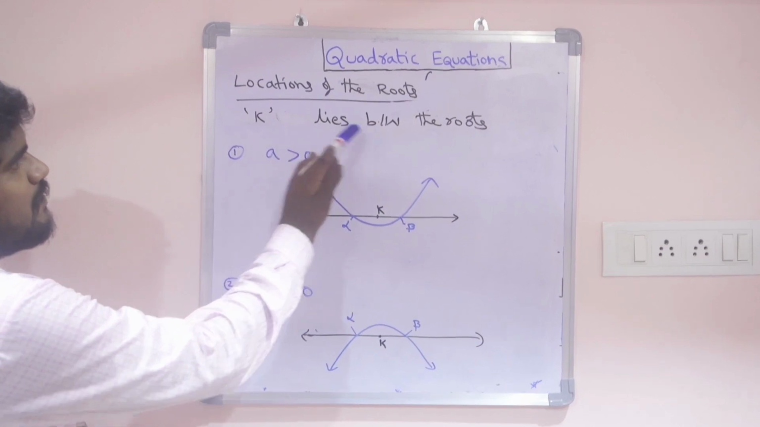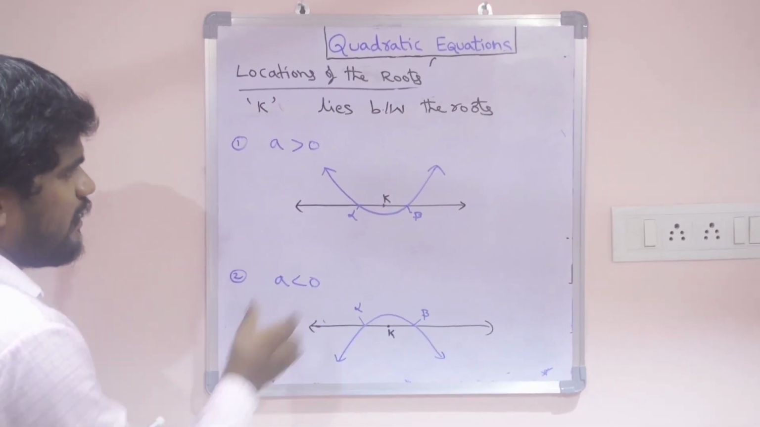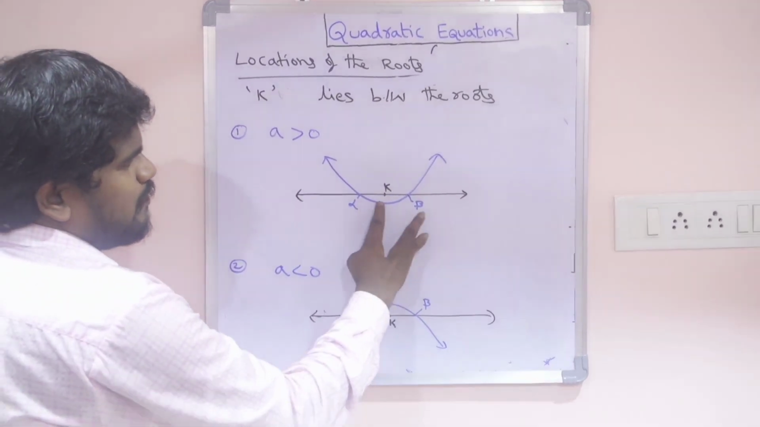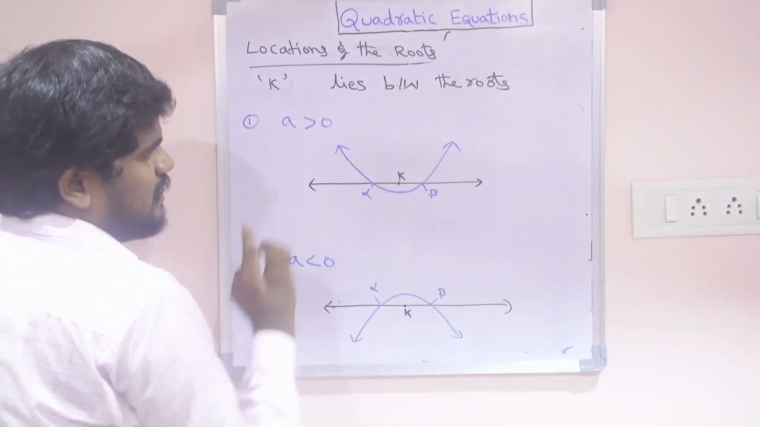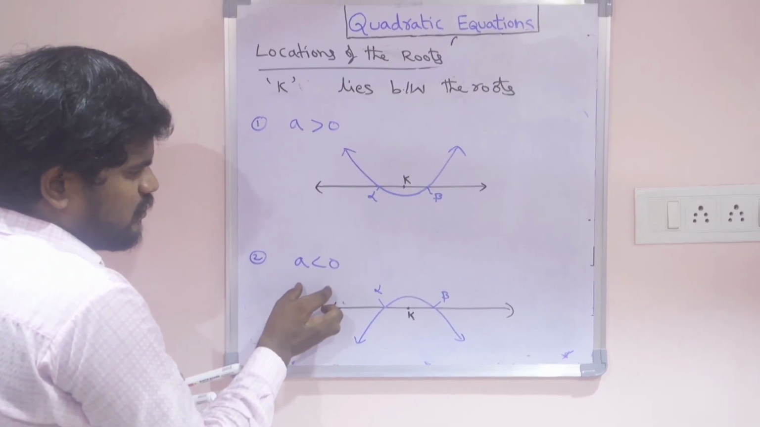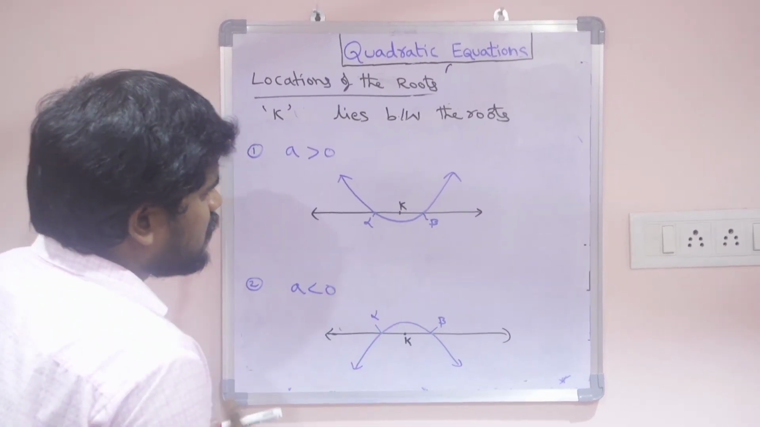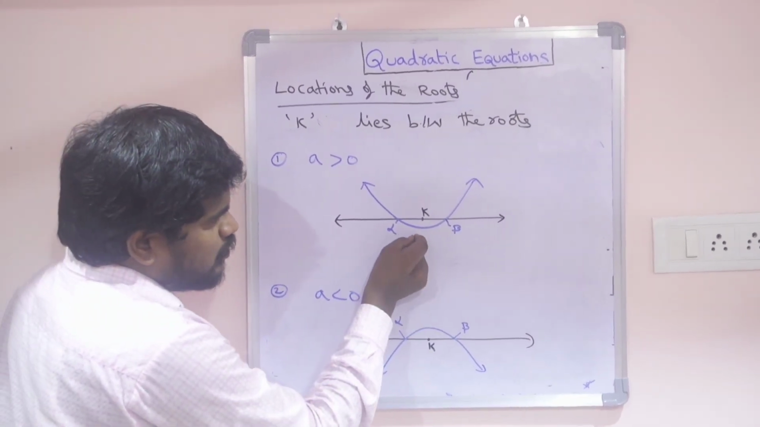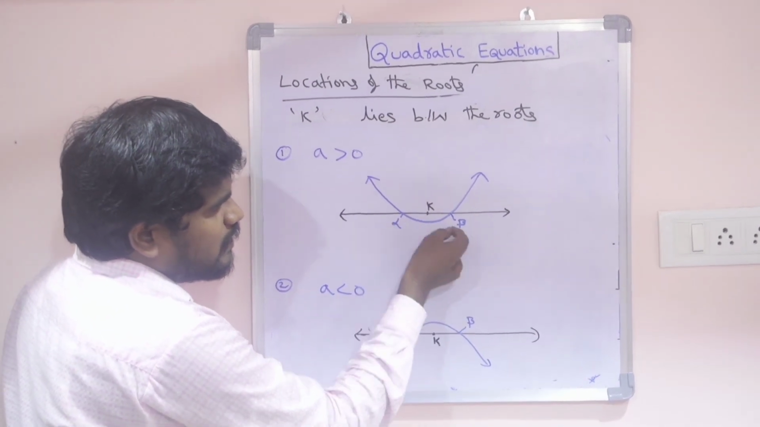So k lies between the roots. Now this is the diagram. So alpha, beta, two roots. In between alpha and beta, k is there. So simply we can say directly that a greater than 0 and a less than 0, two cases are there, two diagrams.